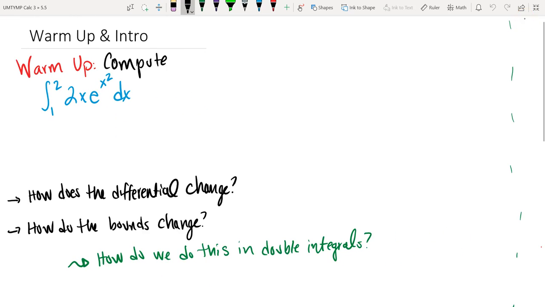Welcome back, and this week we're going to start off with kind of a review problem. I just want you to compute the integral from 1 to 2 of 2x e to the power of x squared dx. Okay, so pause the video, take a shot at that.